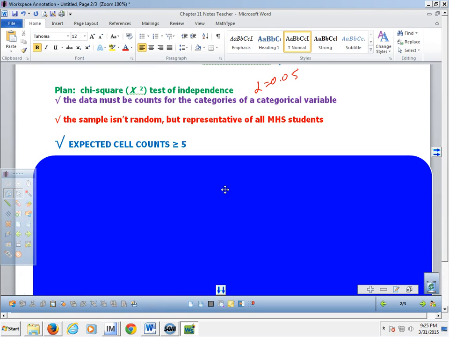Expected cell counts, we're going to go ahead and say that they're all bigger than or equal to 5. Once we run the test, we're going to check that and make sure that that is indeed true, okay?